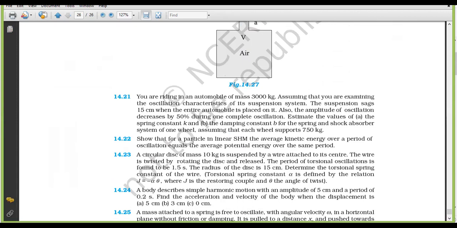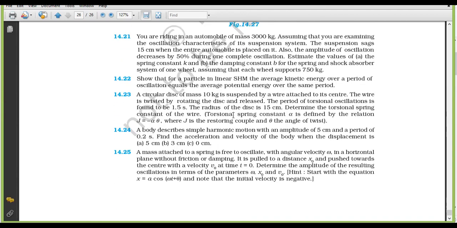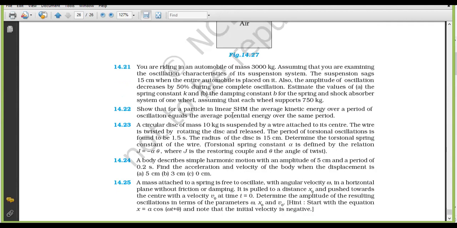Okay, let's see. 21. You are writing it. So this is something to do with our damped oscillation. Okay. Can try some. 25. Okay, let's try the 21.